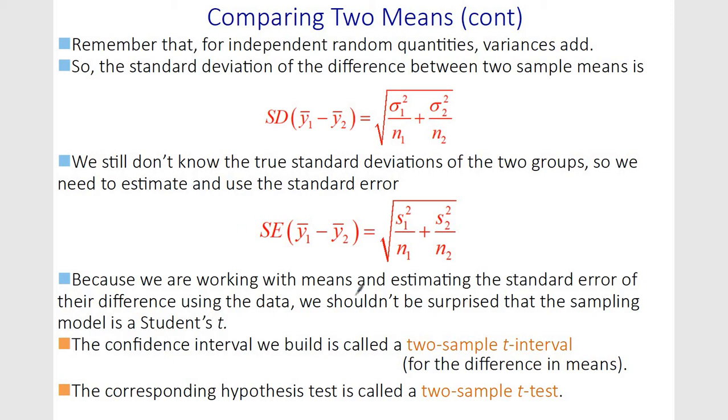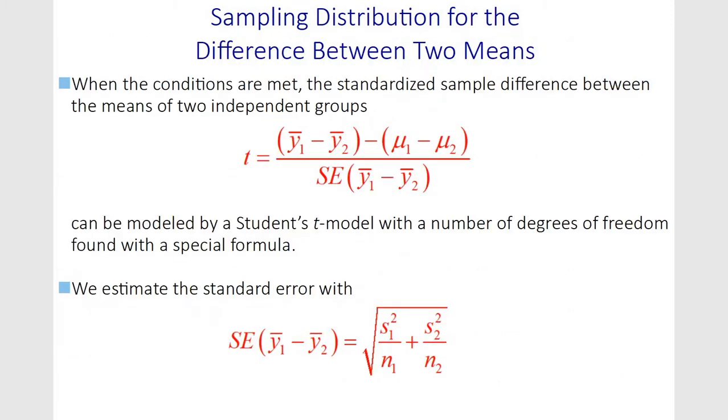Because we are working with means and estimating the standard error of the difference using the data, we shouldn't be surprised that the sampling model is a Student's t. So the confidence interval we build is a 2-sample t-interval, and the hypothesis test would be a 2-sample t-test. That's what we're doing in this chapter. When the conditions are met, the standardized sample difference between the means of two groups is this formula and can be modeled by a Student's t-model with a number of degrees of freedom. Here it's a special formula, we'll get to that. And then the standard error would be this formula.